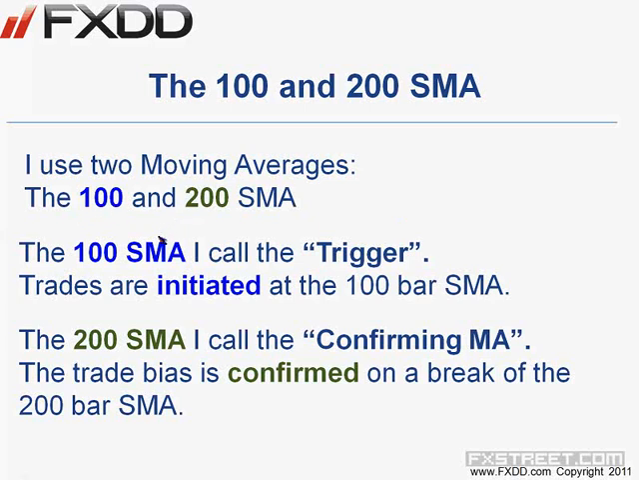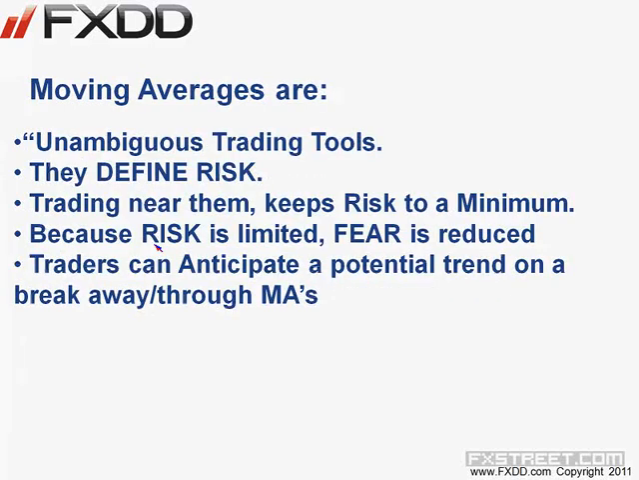I use 100 and 200 bar moving averages. The 100 is blue, the 200 is green. We already talked a little bit about it. The 100 I call my trigger. Trades are initiated there. The 200 is what I call my confirming. It helps confirm the trends. Moving averages are also unambiguous. They help define your risk. They allow you to keep your risk to a minimum, and because risk is limited, fear is reduced.